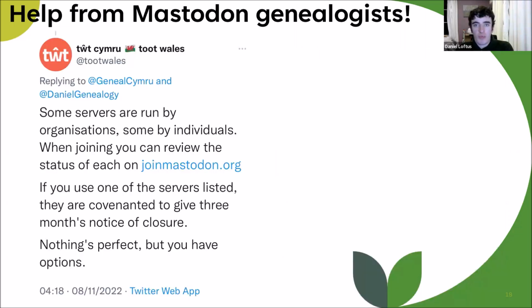Next, the other one was this tweet from a Wales instance on Mastodon. And some people do wonder, oh, well, what if the server suddenly goes kaput? Will we be told? But this server said, if you use one of the servers listed on the joinmastodon.org website, that link is actually in the handout, by the way, they have to give 3 months notice so that you can move your profile to another instance if the one you're on decides to close down.